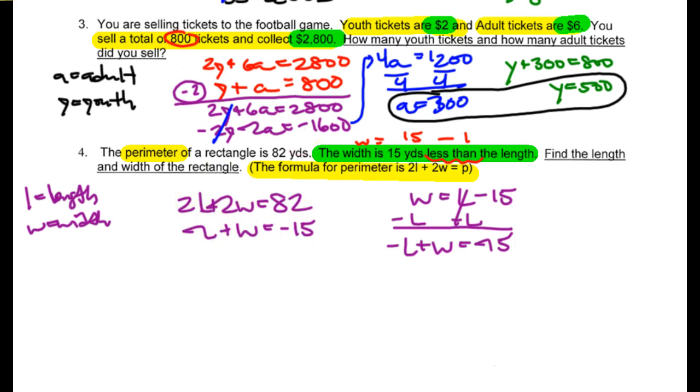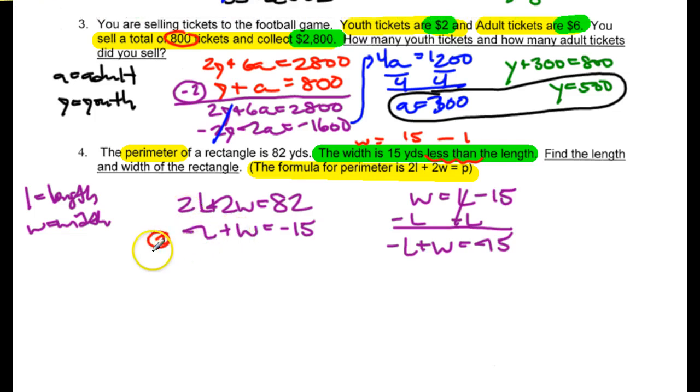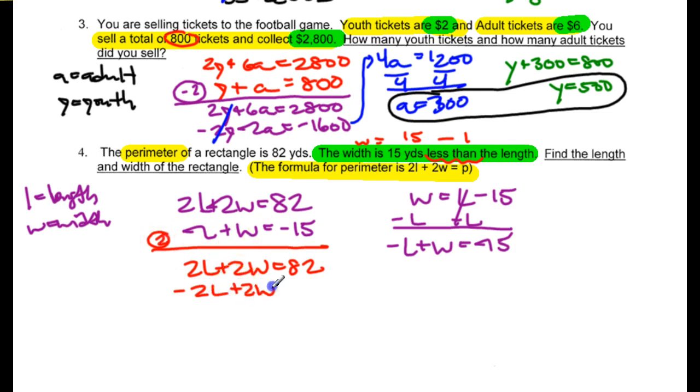But nothing will cancel. So like always, if nothing will cancel, let's make it cancel. 2L, negative 1L. So if I multiply this by 2, it'll be opposites. So nothing happens to the top equation. But the bottom, everything will be times 2. So 2 times negative L, negative 2L. 2 times W, positive 2W. Equals 2 times negative 15 is negative 30. So now look what we got. Now I can eliminate. 2L minus 2L, L's are gone. Combine. 2W plus 2W is 4W. Equals 82 minus 30 is 52.